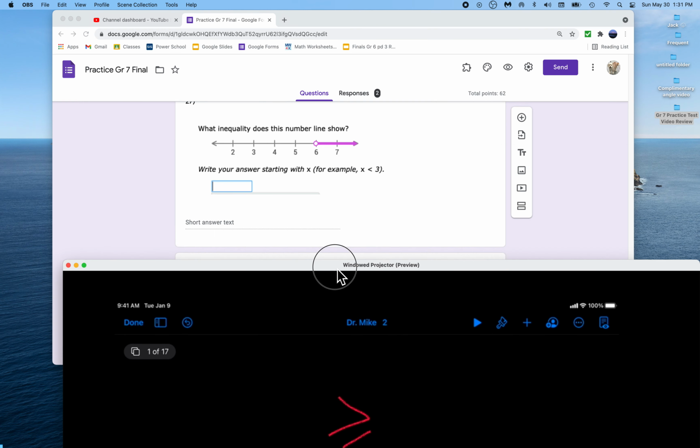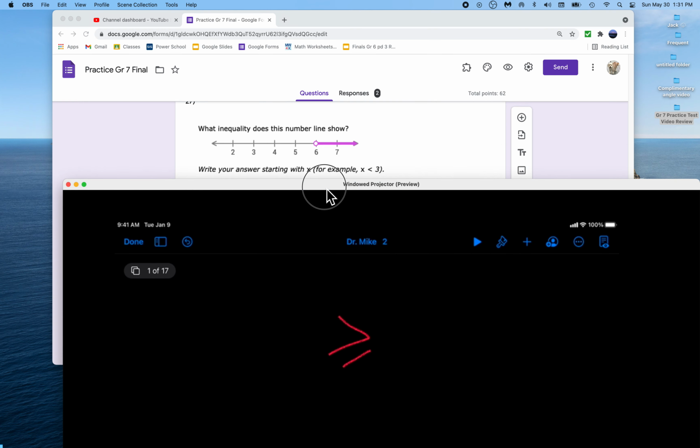Okay, they ask you to write this one. So here we go. This region here is greater than 6. How do we know? Because it's to the right. Remember in the last video, whatever sits to the right is greater. So this is depicting that x is greater than 6, not equal, greater than 6. So this is what you would write in for your test.